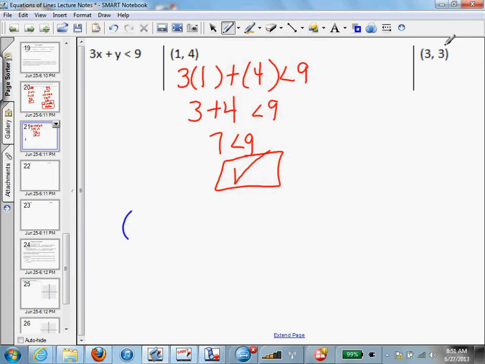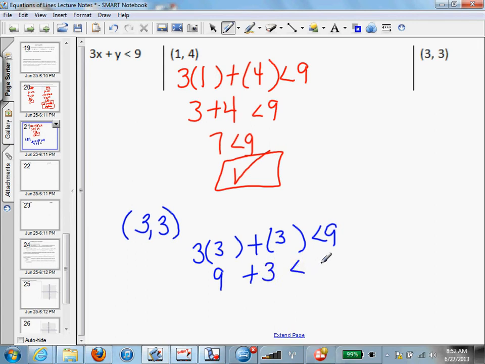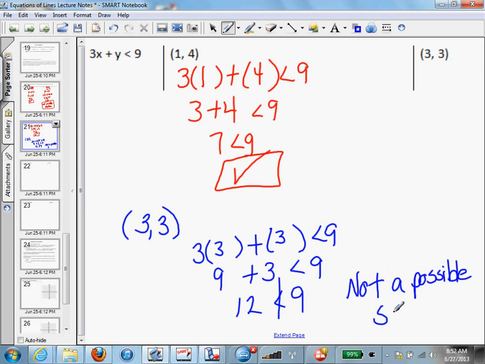Okay, now I'm going to write this part down here. We have 3 comma 3 as the coordinate pair. So rewriting the inequality, replace x and y with parentheses. Let's plug a 3 in for x and a 3 in for y, as they appear in the original inequality. So 3 times 3 is 9, plus 3 is less than 9. If we add 9 and 3, we get 12. And is 12 less than 9? It is not. So that is not a possible solution, because it made the inequality into a false statement.